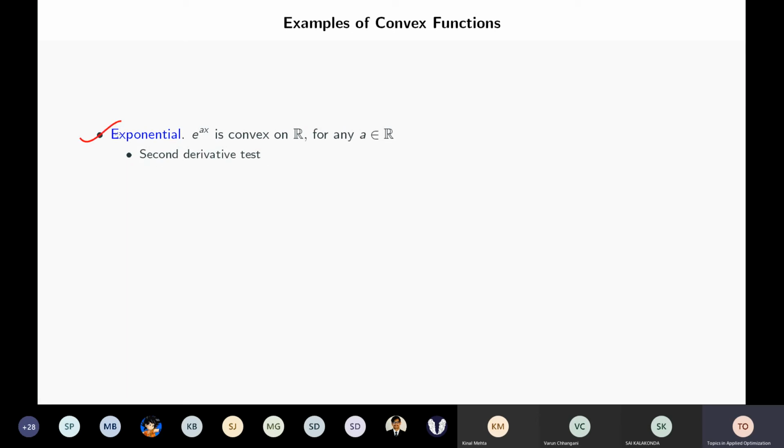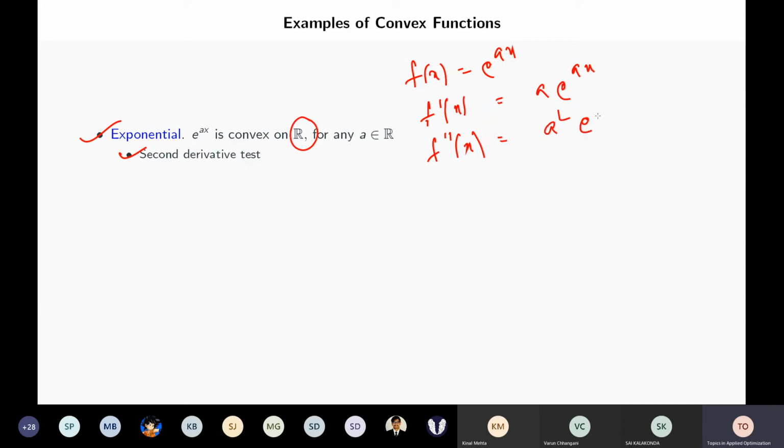For example, is the exponential function convex or not? So what do we know about this? Is e to the x convex or not? Well, I would say apply the second derivative test. So f(x) is e to the ax, f prime(x) is a e to the ax. Okay, that's what we remember. And if I take the double derivative, because all this exists and the domain is convex, this is a squared e to the ax. Now this is positive, and this is always okay.